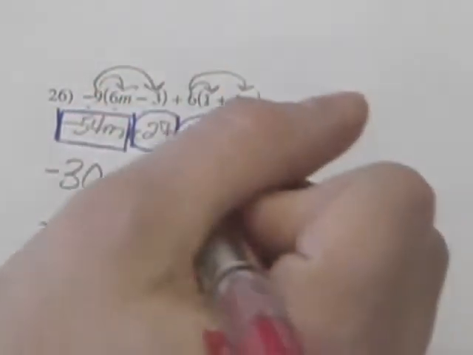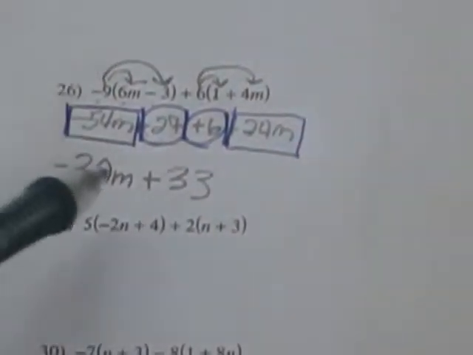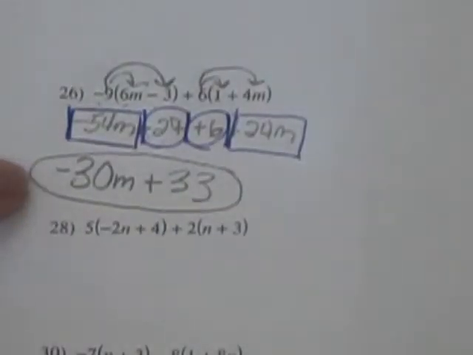plus 27 and 6. If I add those together, that's going to give me 33. And then that's our final answer because there's a variable here, but there are no variables here. And this is what we call a simplified expression.